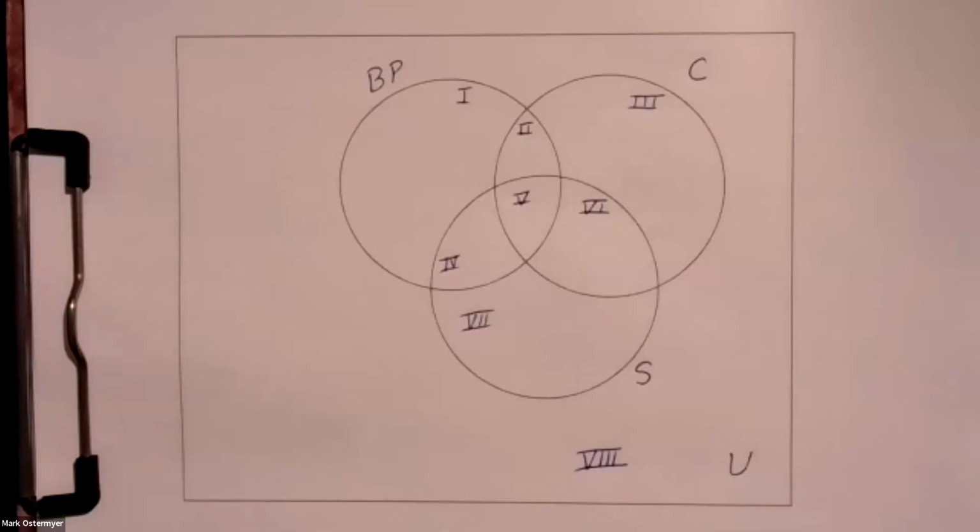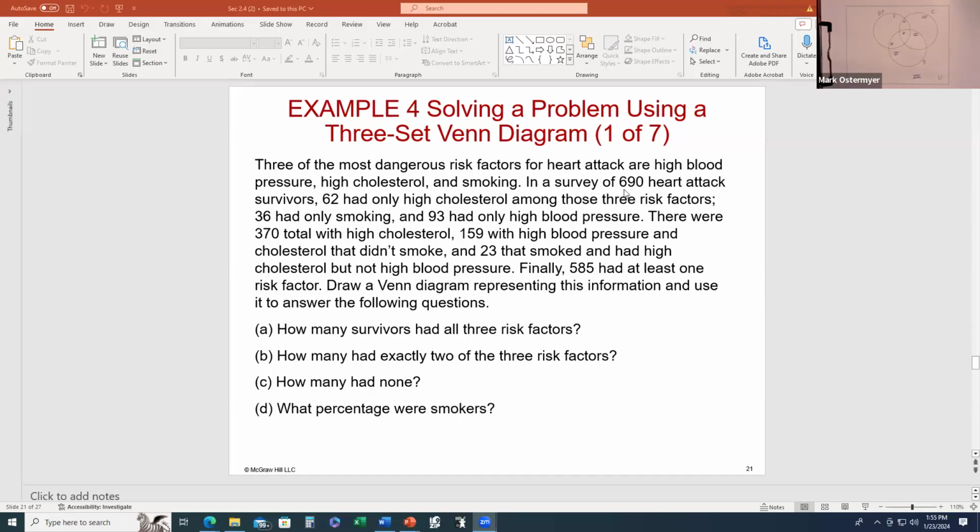All right, we got these labeled correctly? Yeah. All right, ready to go back to the problem now? All right, there's the problem. I'm going to go to it, start populating the regions with their cardinalities, and then just answer all these questions. We'll call this classwork number 2.